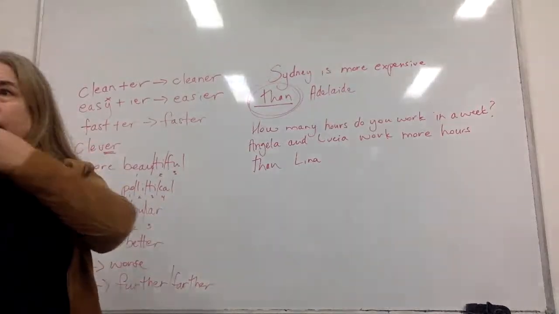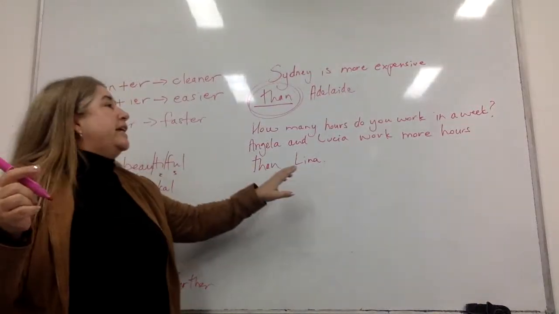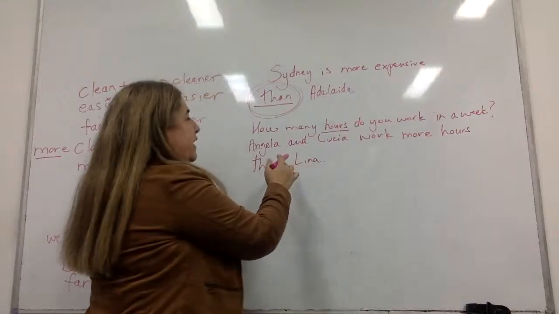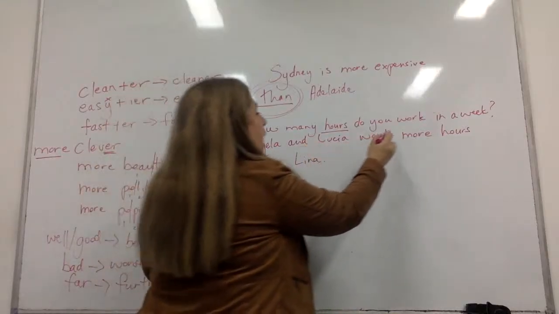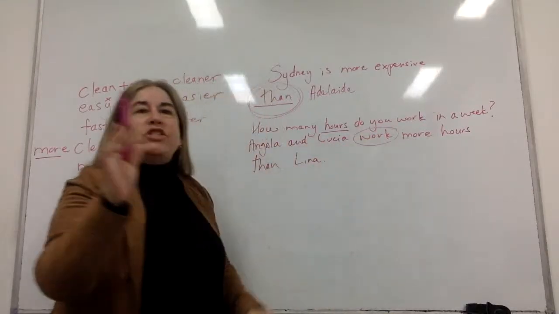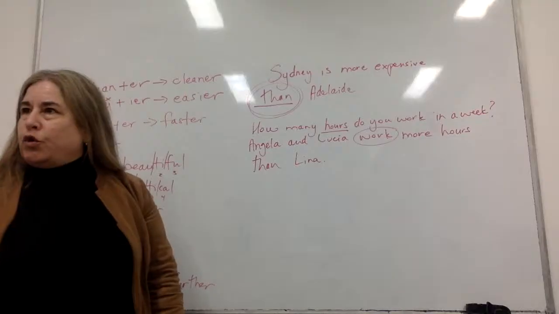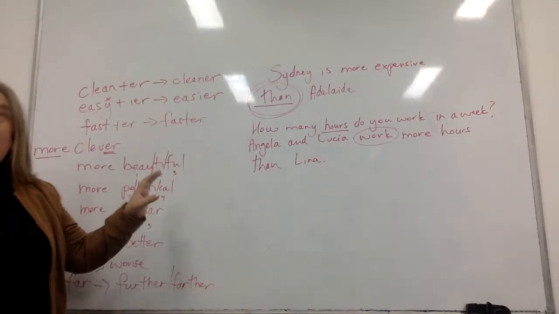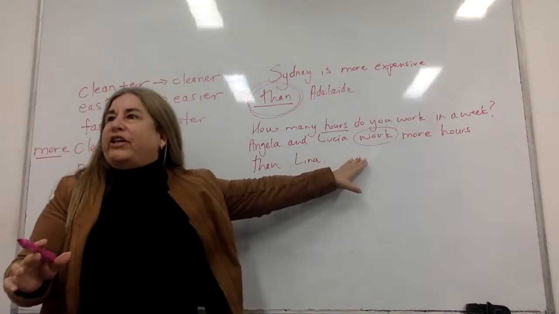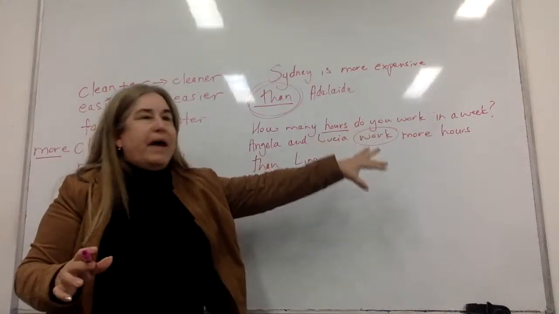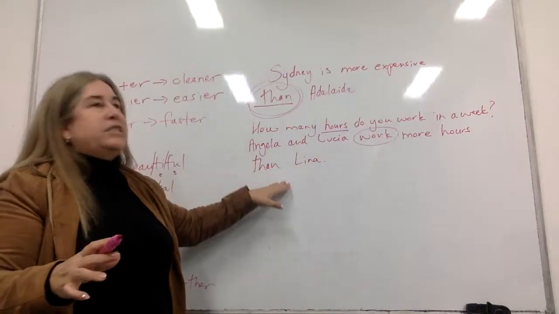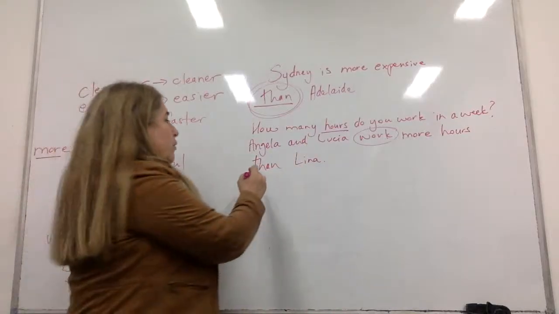Now here, we're talking about hours. And it says here, Angela and Lucia work. So it's not that I'm describing the characteristics of a person; we're talking about an action, and we're talking about the hours. So Angela and Lucia work more hours than Lena, right?